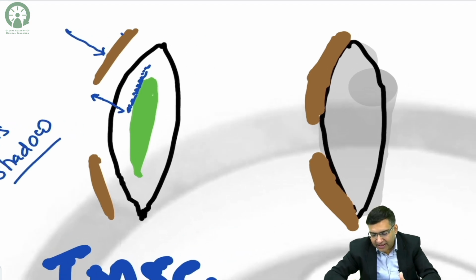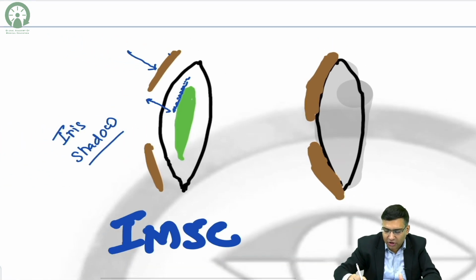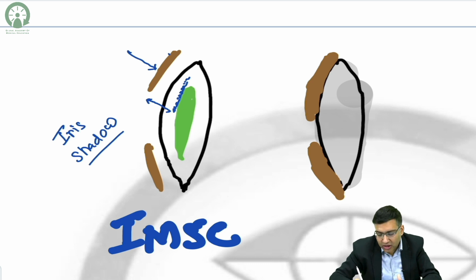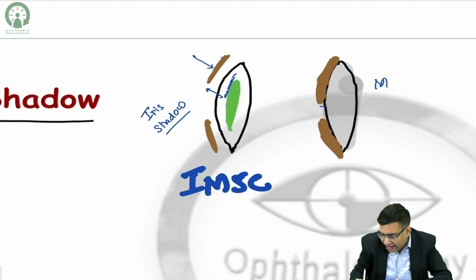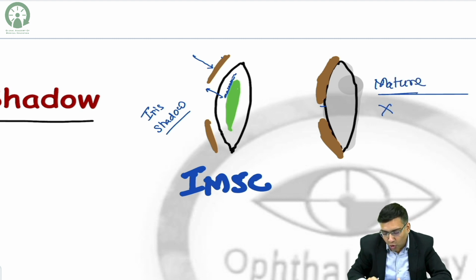But if there is a mature cataract, now this is a patient of mature cataract. Here the iris is attached to the anterior lens surface completely and there is no intervening transparent area. So there is no space for the shadow to be formed. So in mature cataract, there is no iris shadow.